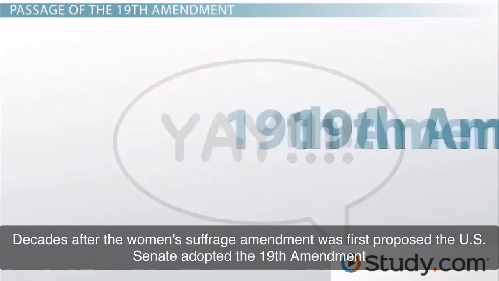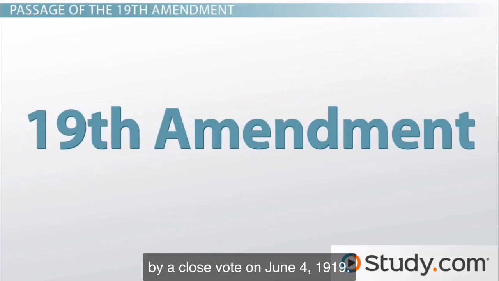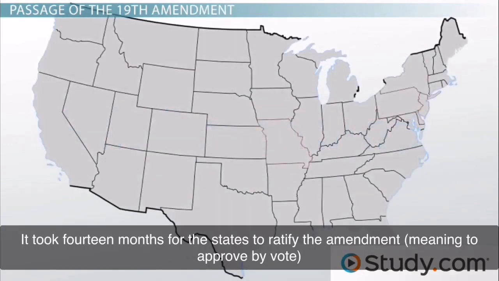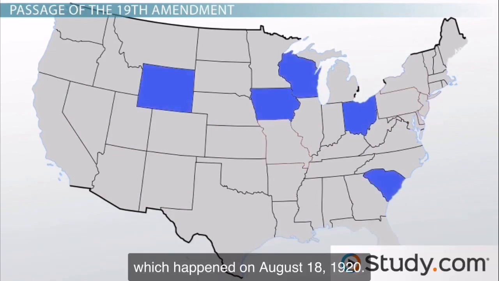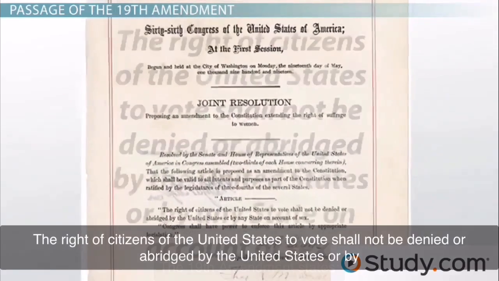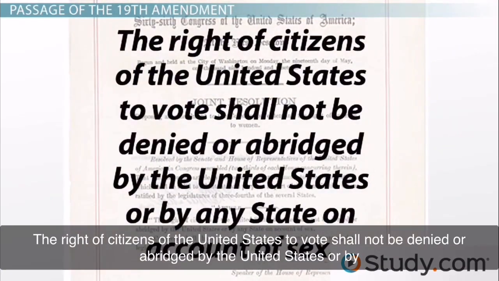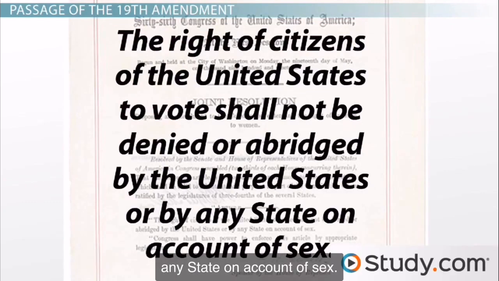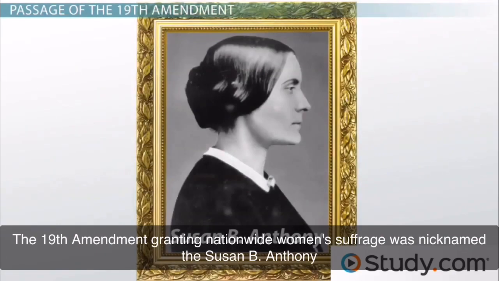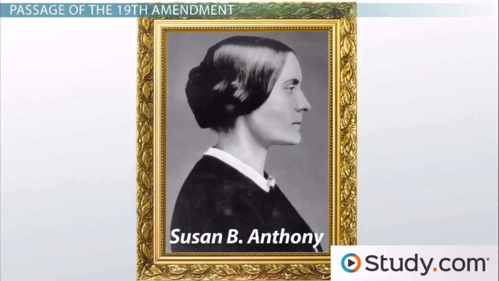Decades after the women's suffrage amendment was first proposed, the U.S. Senate adopted the 19th Amendment by a close vote on June 4, 1919. It took 14 months for the states to ratify the amendment, meaning to approve by vote, which happened on August 18, 1920. The 19th Amendment states, "The right of citizens of the United States to vote shall not be denied or abridged by the United States or by any state on account of sex." The 19th Amendment granting nationwide women's suffrage was nicknamed the Susan B. Anthony Amendment in her honor.